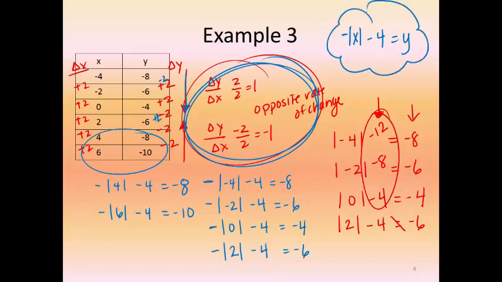So this is an example of an opposite absolute value. That negative out front makes it the opposite. Again, this can also be written as f of x equals the opposite of the absolute value of x minus 4, if you wanted to write it in function notation. Both are acceptable.